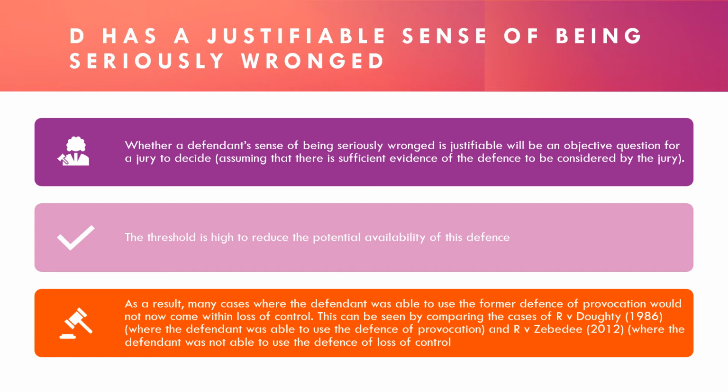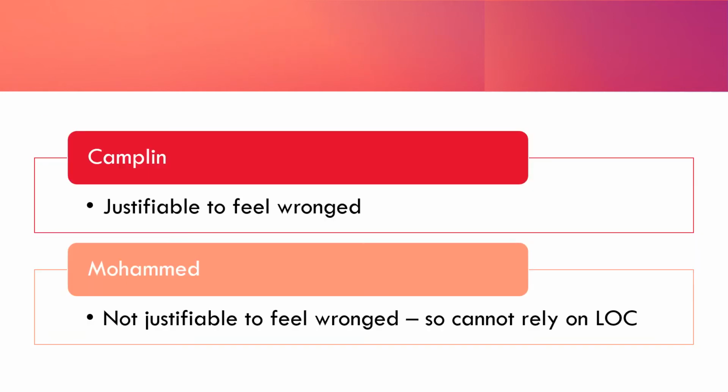What this means is, as a result, many cases where the defendant was able to use the former defence of provocation now wouldn't be able to. So, for example, in Doherty, where a crying baby was a thing said or done. So, if we compare two situations with respect to whether a defendant would feel justifiably wronged, we can look to Camplin. And in Camplin, you would imagine, or the jury would imagine in this case, he would feel wronged having been raped and taunted. By Muhammad, not so much. It wasn't justifiable to feel wronged just because a boy was in the room, irrespective of obviously cultural differences there. So this kind of case wouldn't be able to rely upon loss of control.